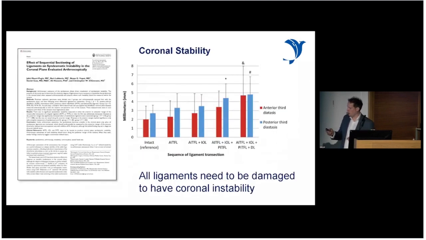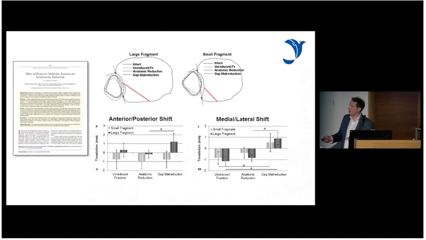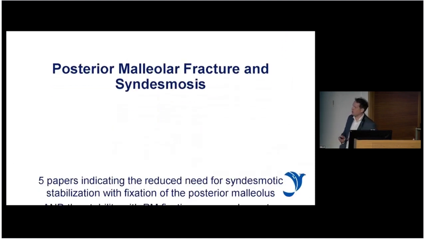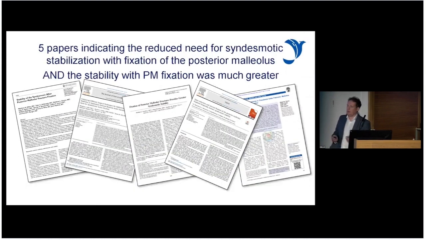And that's dependent on your posterior malleolus, and the smaller posterior malleolar chunk you have, actually, the more it resists this posterior translation, weirdly. Okay, posterior malleolar fractures and syndesmosis. So I had to add in a bit of it. So there's now 6 papers rather than 5, indicating a reduced need for syndesmotic stability.